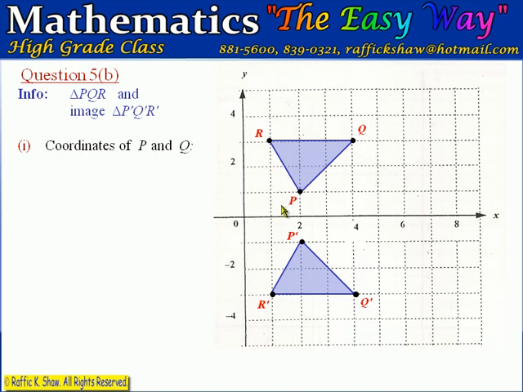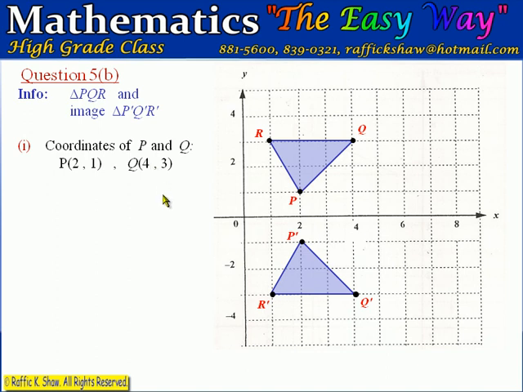We have to make sure of the units on the axis before we start. So P would have coordinates (2, 1), an x coordinate of 2 and a y coordinate of 1. And Q would have coordinates (4, 3), x coordinate of 4, y coordinate of 3. So those would be the coordinates for P and Q: P is (2, 1), Q is (4, 3).